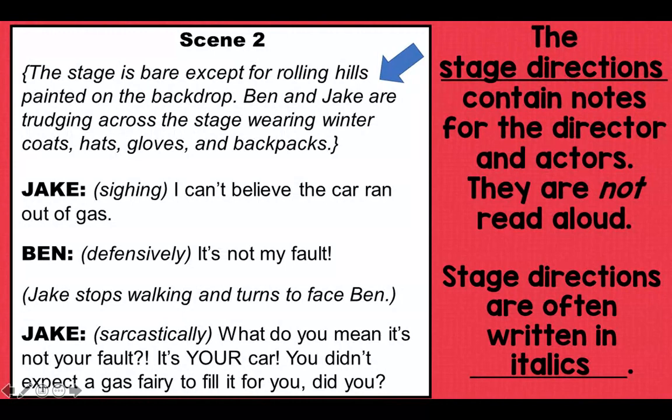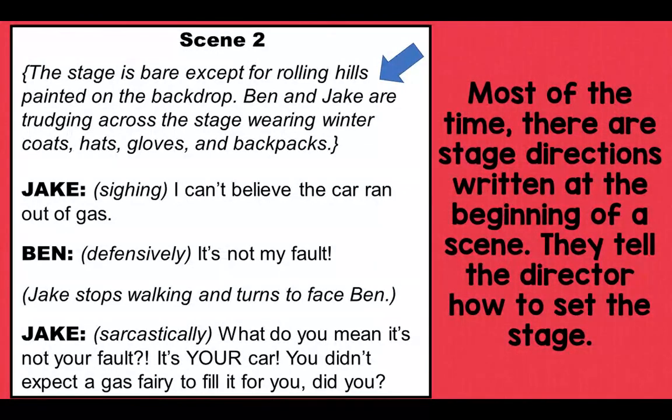So you can see here, for example, Jake, you wouldn't say "sighing." That's just how you would do this. So instead of saying, "I can't believe the car ran out of gas," he would sigh, "I cannot believe the car ran out of gas." So you can see that is giving the actors directions of how they should be reading it. Also, this stage direction here: the stage is bare except for rolling hills painted on the backdrop. Ben and Jake are trudging across the stage wearing winter coats, hats, gloves, and backpacks. So it's telling you what they are doing, but those are not actual lines in the play. That's just telling you what is going on.